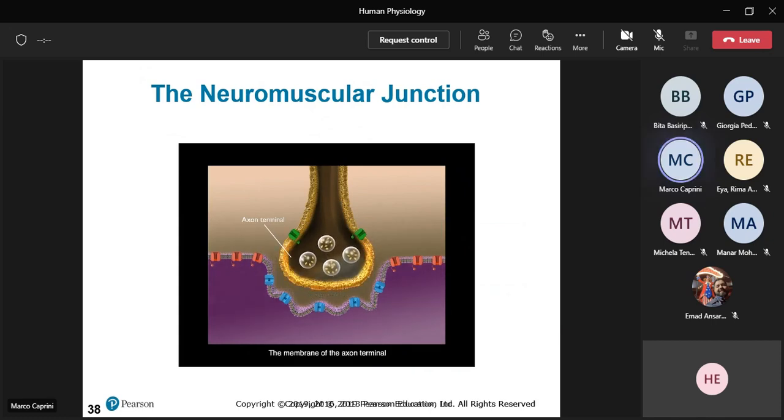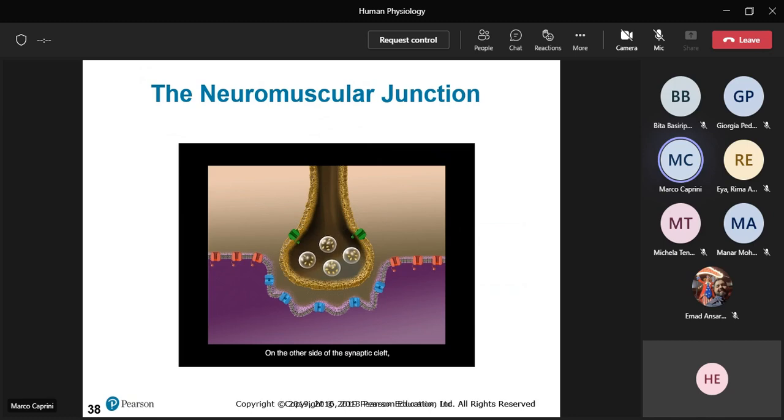The membrane of the axon terminal contains voltage-gated calcium channels. These channels will open in response to an action potential, allowing calcium ions to diffuse into the cell. Within the axon terminal are membrane-bound synaptic vesicles that contain the neurotransmitter acetylcholine. Calcium ions will cause these vesicles to release acetylcholine into the synaptic cleft through exocytosis.